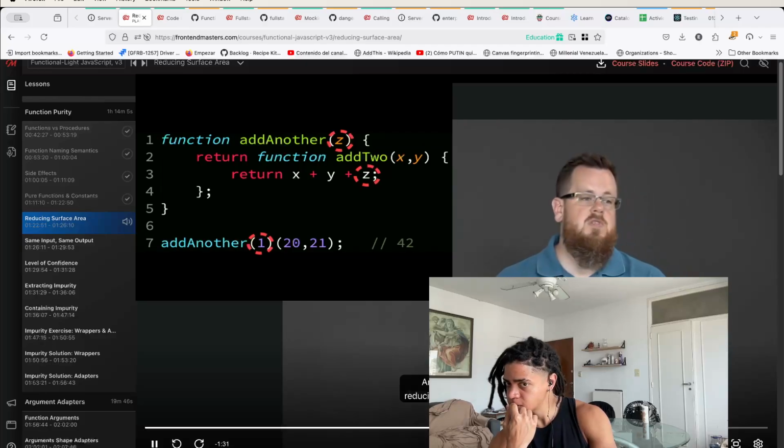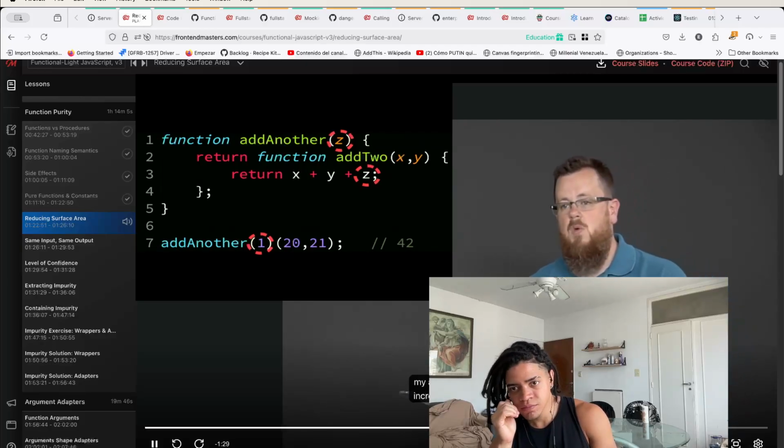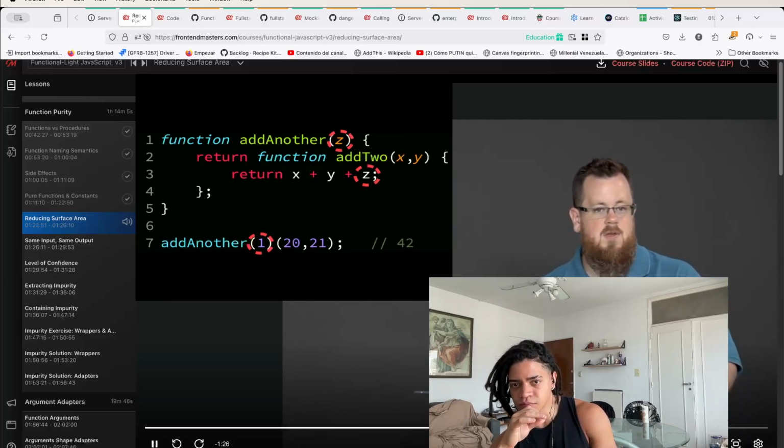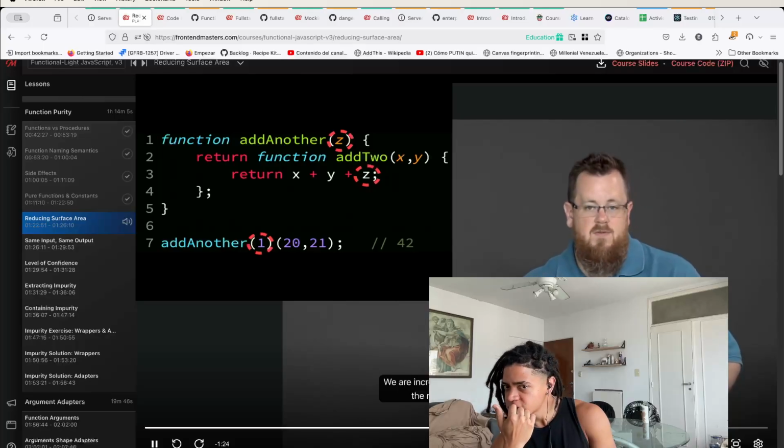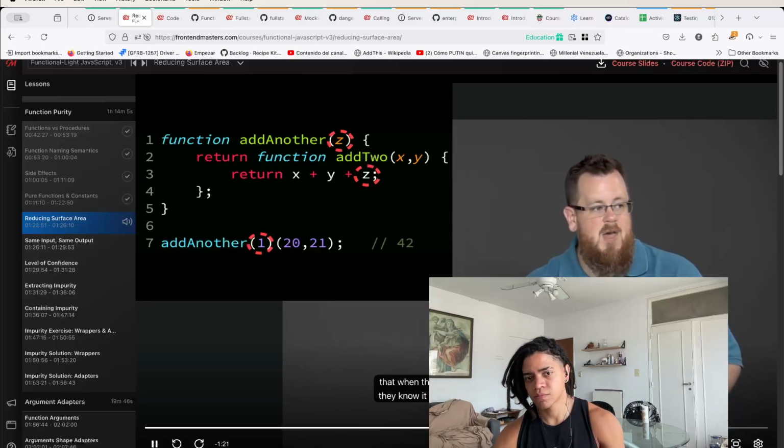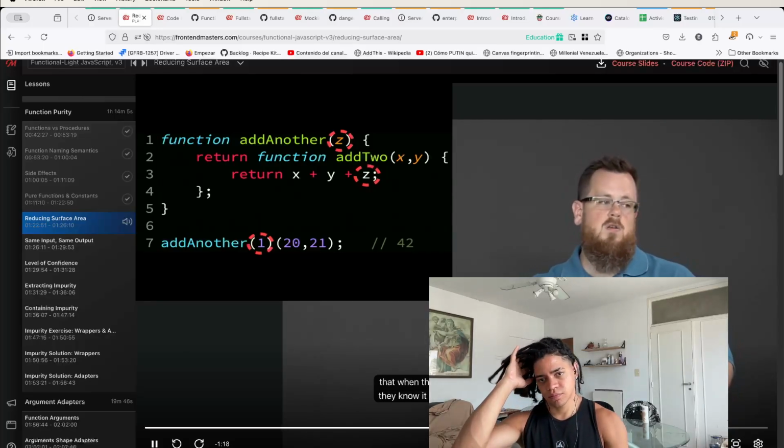As a result of reducing surface area, my argument is we're increasing readability. We are increasing the confidence for the reader of this code that when they see z passed in as 1, they know it stays as 1 from then.